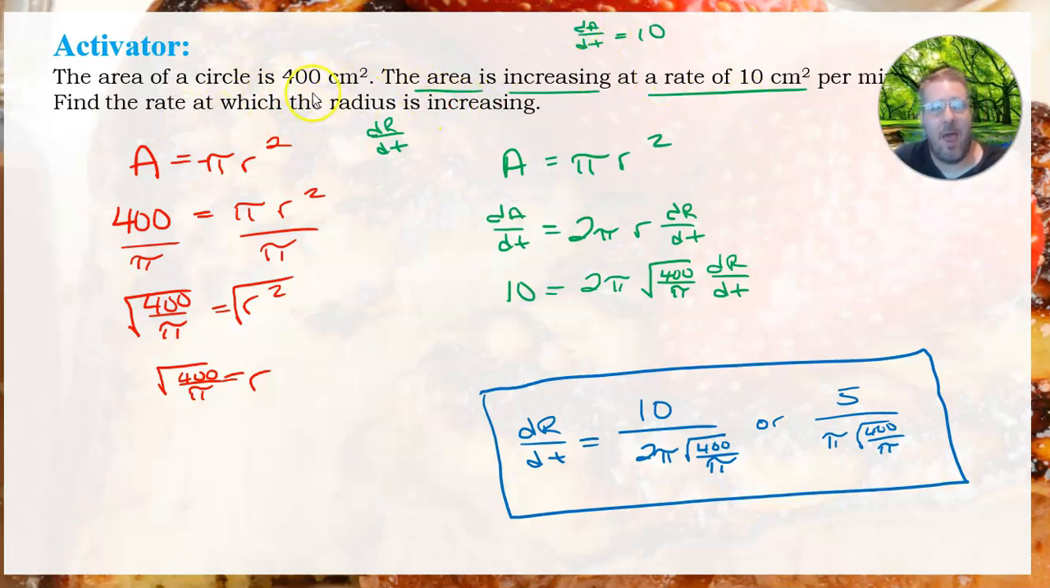So they're telling you the area. The area is increasing at a rate of 10 centimeters, so you know what the dA/dt is. And it's just a matter of solving for radius. All right.